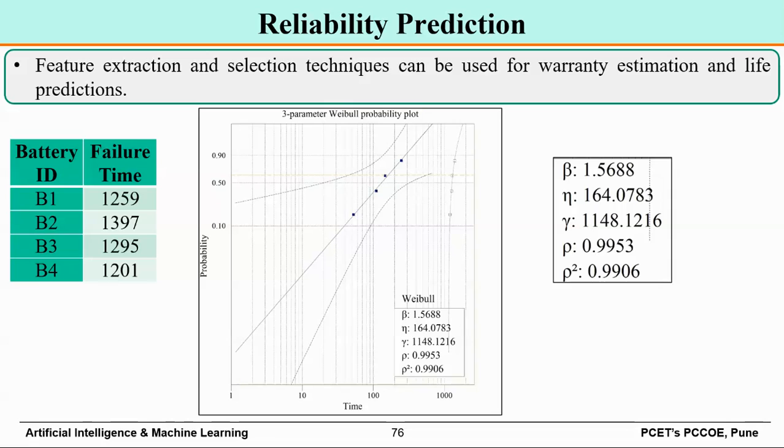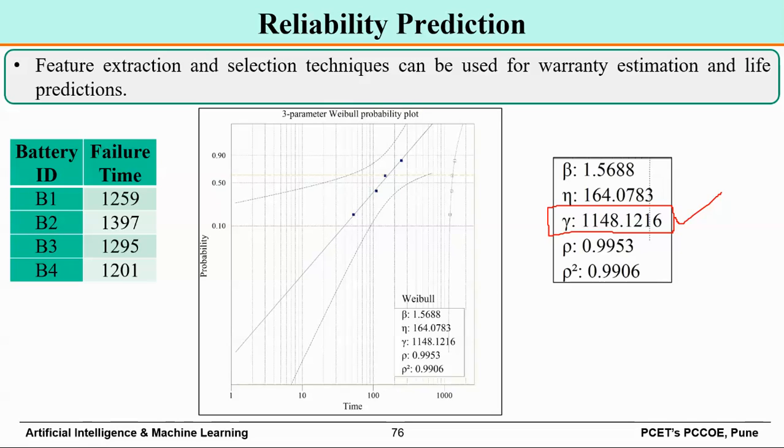For example, when we talk about Weibull distribution, so there is a factor gamma. It is called as a failure free operation period. Failure free operation period, असं त्याचं नाव आहे. So what is its meaning? Its meaning is if we put the battery into the operation till 1148 cycles, that battery will not fail. That is assured life. That gamma is also called as assured life for Weibull distribution.